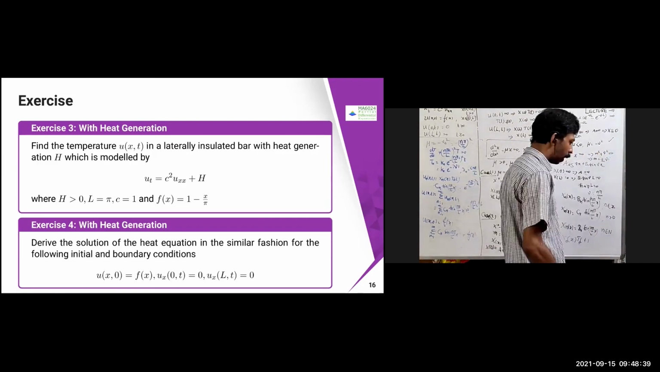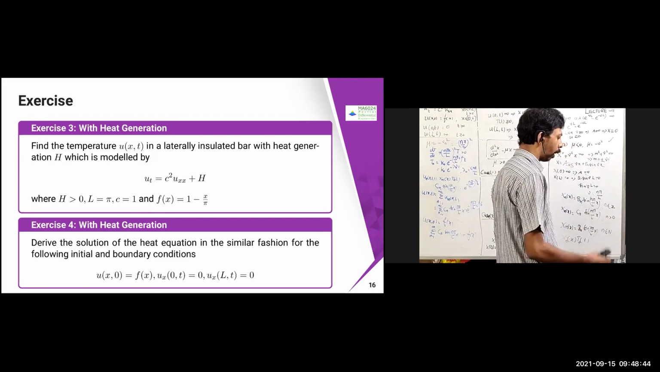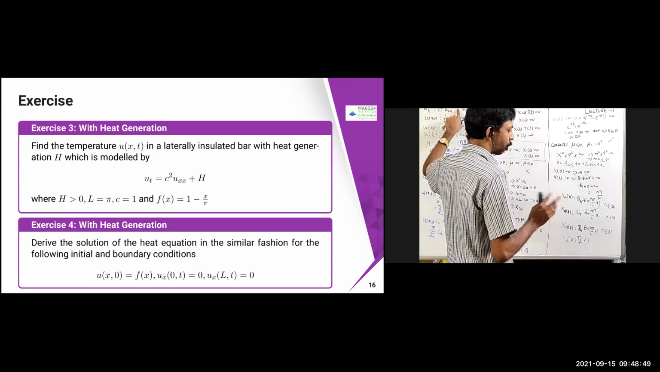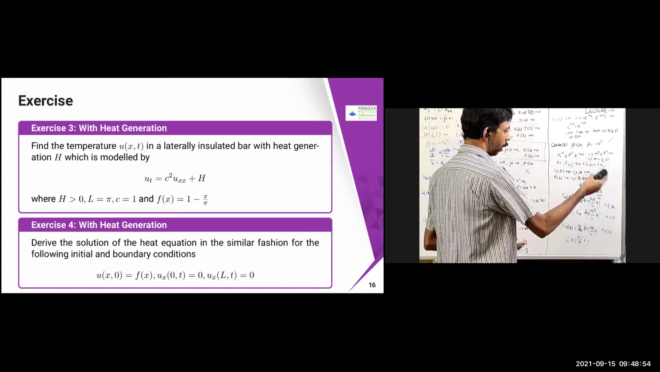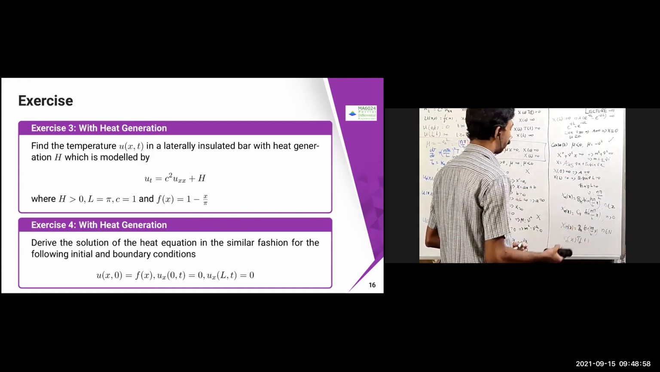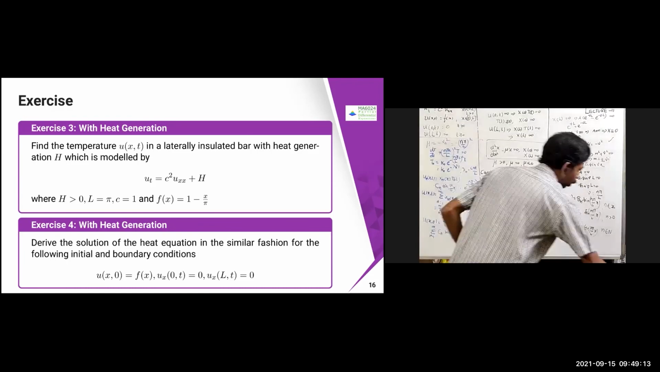Okay, one more is there with heat generation. In this problem, instead of c u xx, I have kept some constant k, some positive number also. That you can also solve, with heat generation. Then for the same problem you can put another condition: instead of u of 0 comma t equal to 0 and u of L comma t equal to 0, I am putting ux of 0 comma t and ux of L comma t equal to 0.